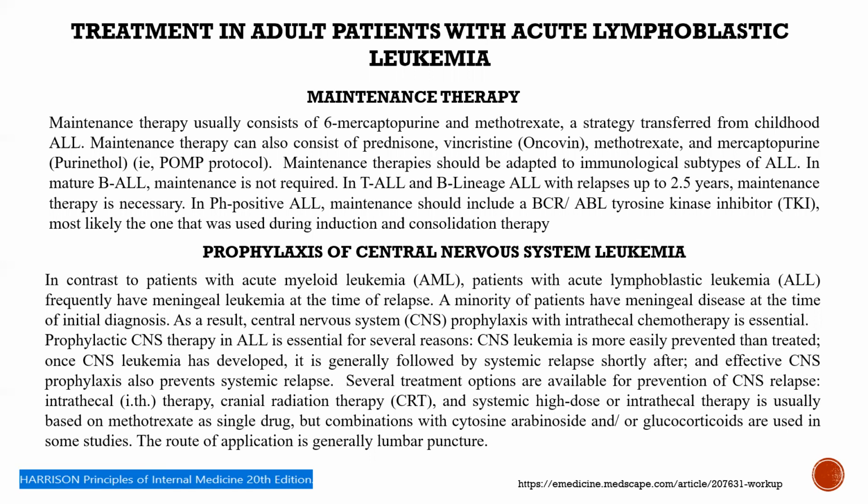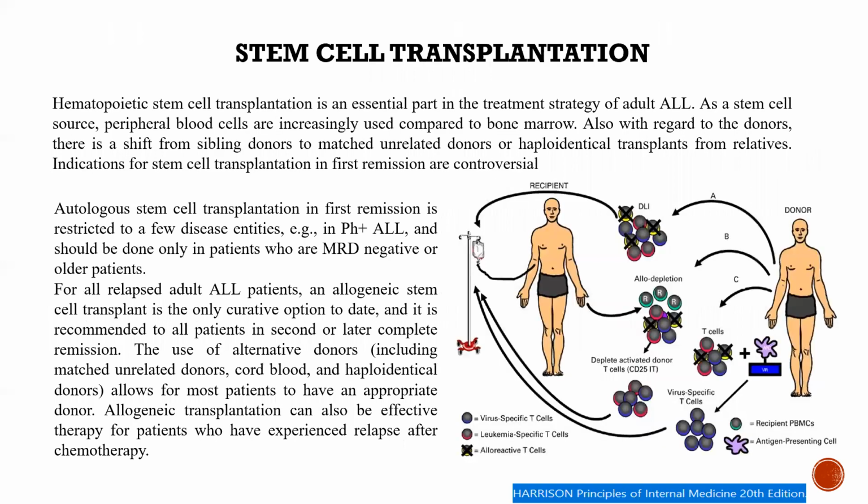Several treatment options are available for this prevention: intrathecal therapy, cranial radiation therapy, and systemic high-dose therapy. Intrathecal therapy is usually based on methotrexate as a single drug, but combinations with cytarabine or glucocorticosteroids are used in some studies. The route of application is generally lumbar puncture.